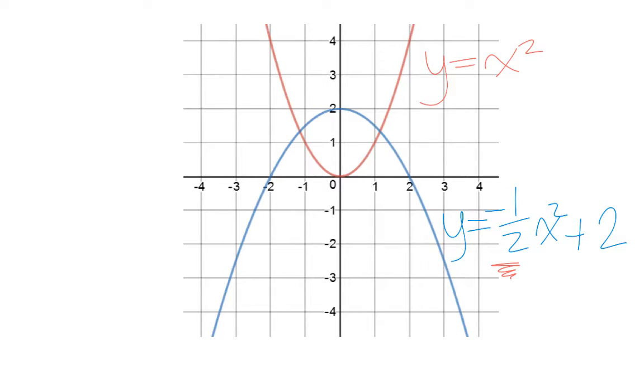So, the value of a is negative 1/2. The negative means that it is reflected in the x-axis, which means it is opening downwards. In other words, it is frowning. The 1/2 corresponds to a vertical compression, which means the parabola should be more wide. And last but not least, the plus 2 corresponds to our k value, which means that our parabola is translated 2 units upwards.